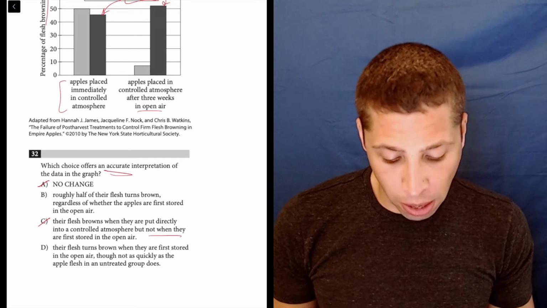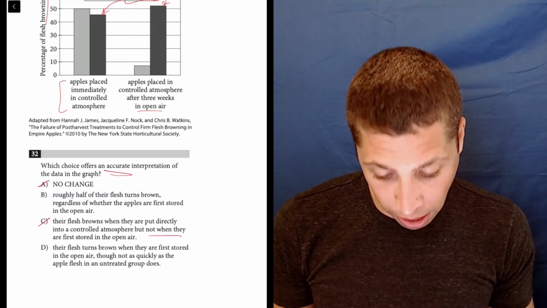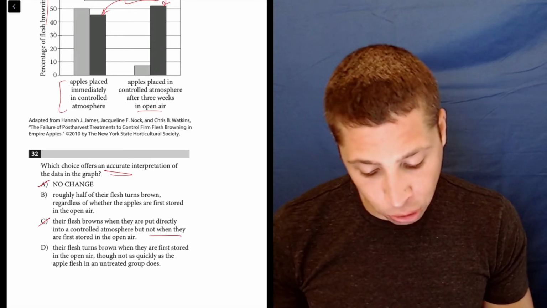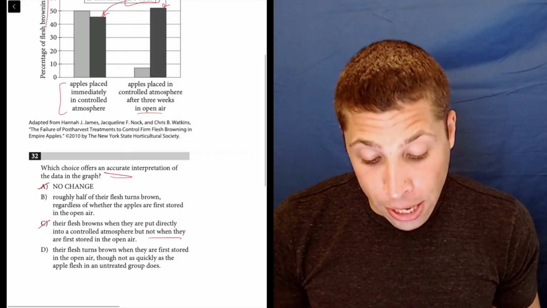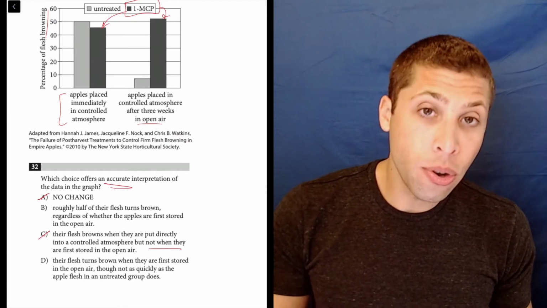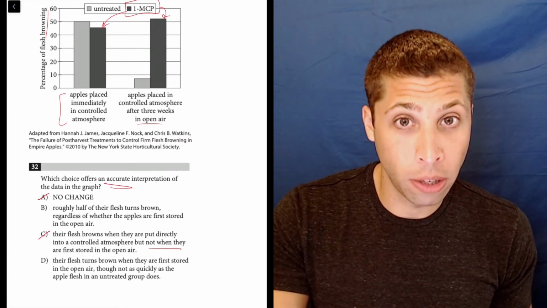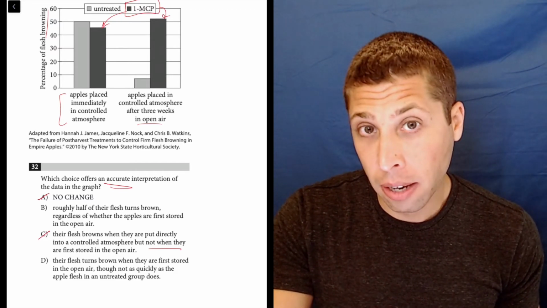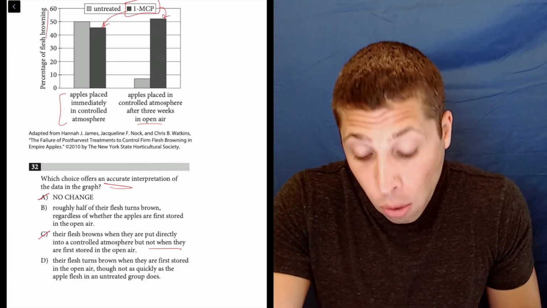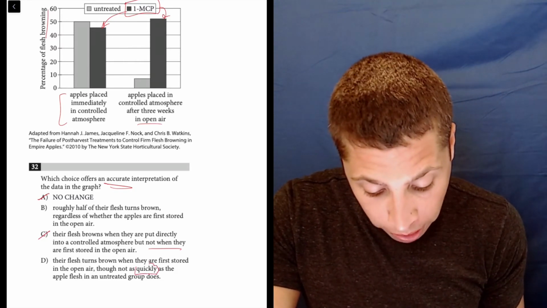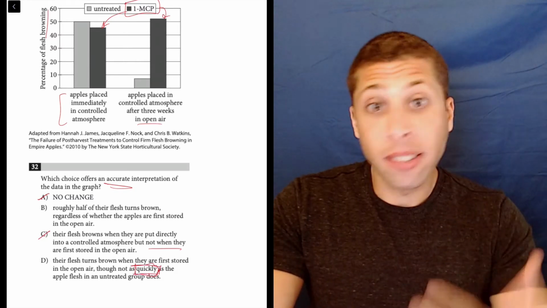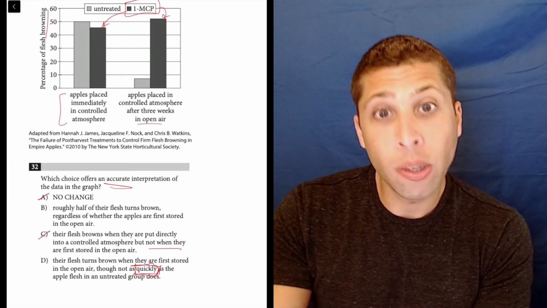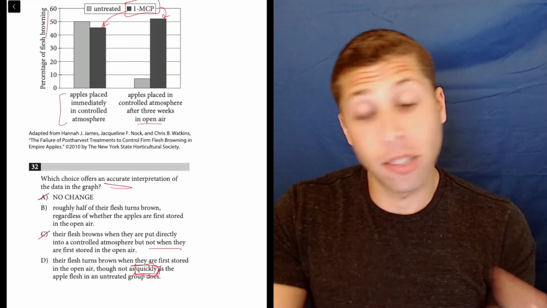D, their flesh turns brown when they are first stored in open air. Okay, so true, though not as quickly as the apple flesh in an untreated group does. So I don't know what would cause someone to interpret this as true. Maybe the fact that the right side is a little bit higher than the left side. I don't know. But the problem here is the word quickly. And this gets to something we see a lot on the reading figure questions, because they like to introduce stuff that's mentioned in the passage but not mentioned in the graph.